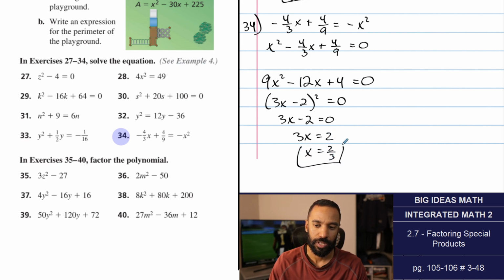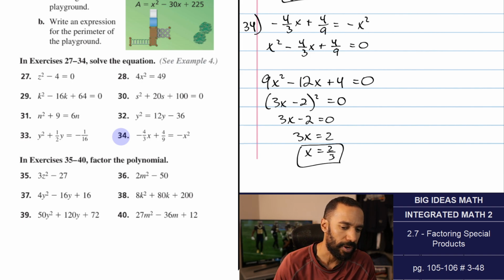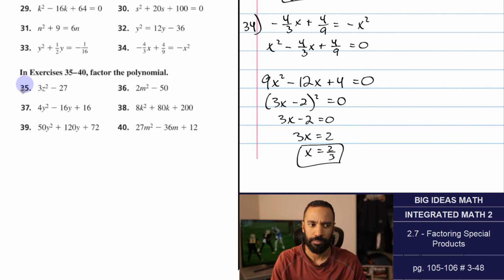3. We get 2/3. So quadratics will only have one solution when you have a perfect square trinomial, and that is the only case where they'll have the one solution. Otherwise, they should have two solutions. There are some non-solution cases. We're not running into those in this set. That's saved for chapter 4.